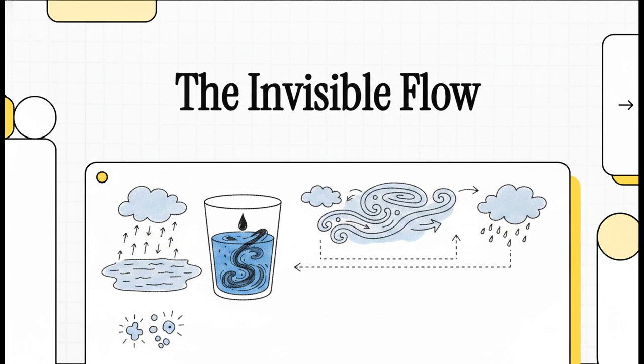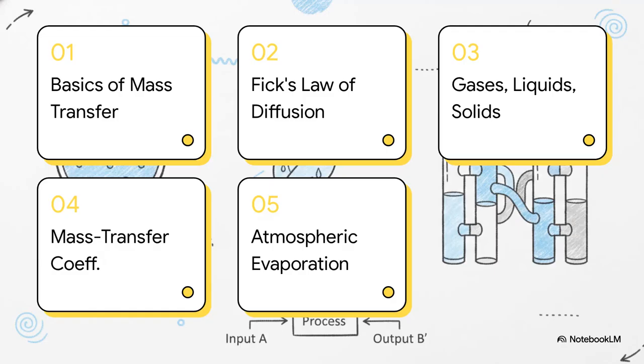We are going on a seriously fascinating journey together. We're going to start incredibly small, looking at invisible, microscopic, molecular collisions, and then we're going to scale all the way up to see how those exact same tiny movements literally govern massive atmospheric weather systems. It's going to be a fun ride. Okay, let's dive into this.